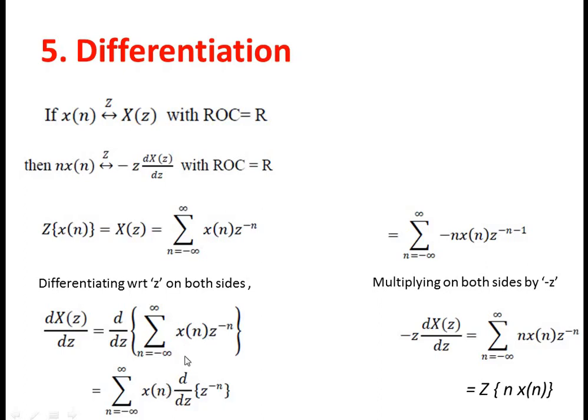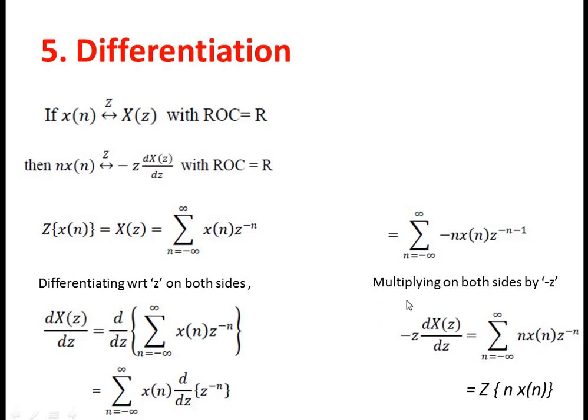So we can take x of n as constant here, and we are going to differentiate z power minus n alone with respect to dz. Now we can write this by differentiation. We know the formula. Here in the power we have minus n, so we bring the minus n over here, and x of n is already there, and we can write z power minus n as z power minus n minus 1. We know the formula for differentiation.